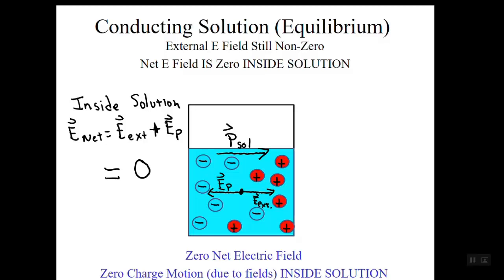was turned on. At this point, we say the solution is in equilibrium and the solution has a well-defined, steady electric dipole moment vector P solution as shown. The polarization will remain as shown as long as the external field remains turned on and steady.